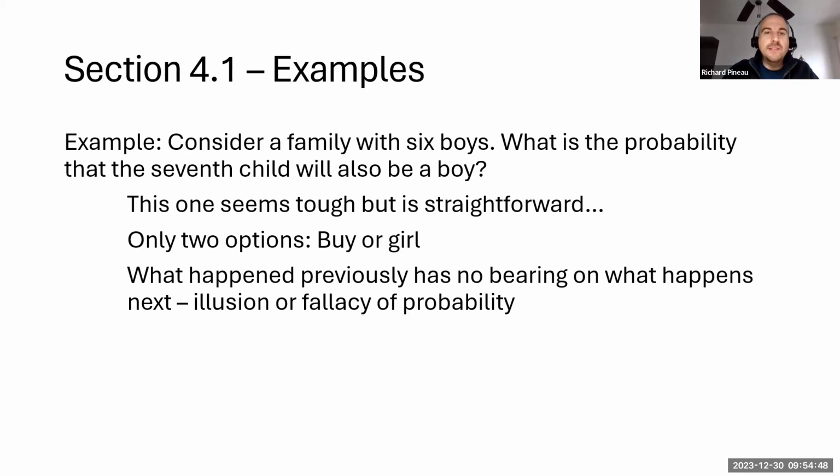So the fact that the family has had 6 boys in a row, no problem. That has no bearing or impact on the probability that the 7th child will also be a boy. So it still remains 1/2, right? Probability does not have a memory. So in this case, each of the births of the children would be considered an independent event. And we'll talk about independent events in a bit.